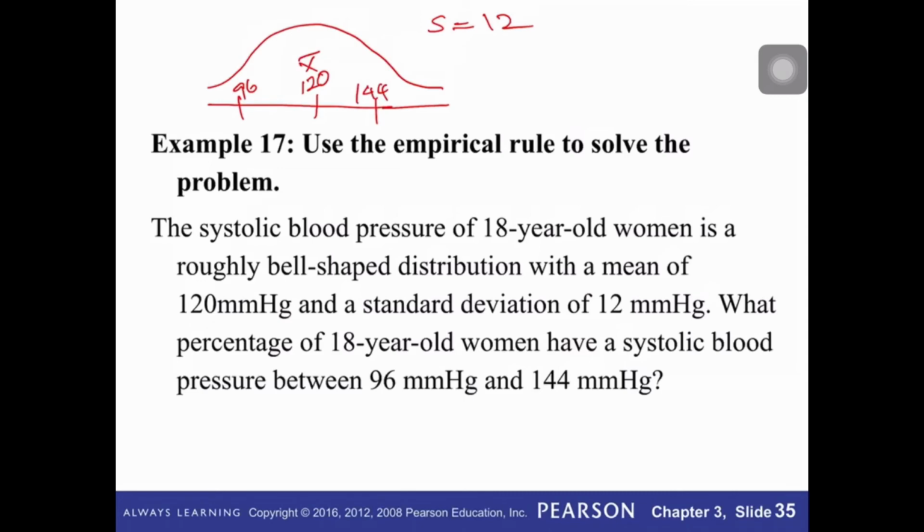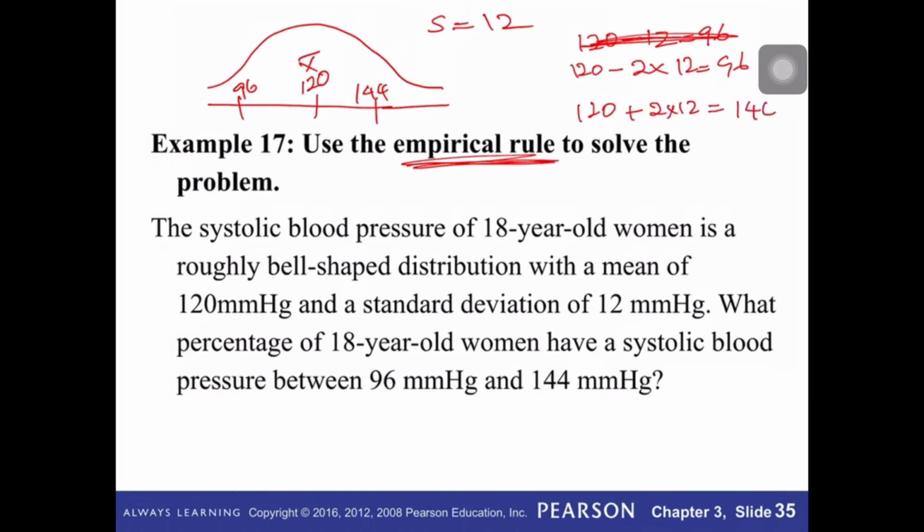Now we have to use the empirical rule, which means 1 standard deviation, 2 standard deviations, 3 standard deviations. First we need to figure out the relationship between x bar and 96. x bar is 120. When you check these values, 120 minus 2 times 12 is 96. 120 plus 2 times 12 is 144.